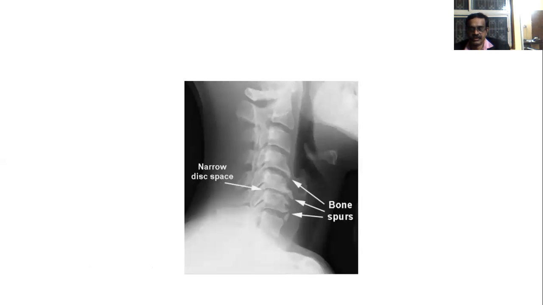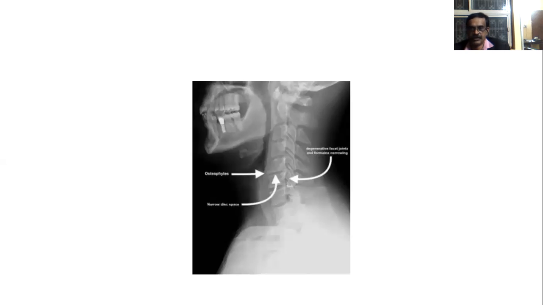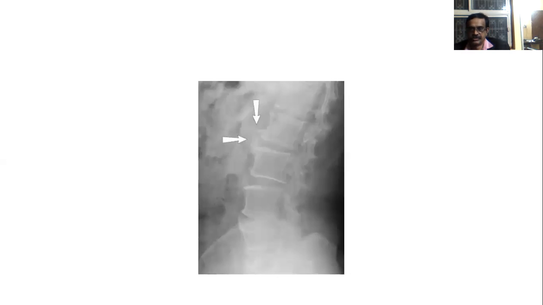Here you see the lateral X-ray of the cervical spine. You can see narrowing of the joint space and the bony spurs are formed. The arrow mark shows it. Here the X-ray of the cervical spine lateral view. You can see reduced joint space, osteophytosis, and subchondral sclerosis.